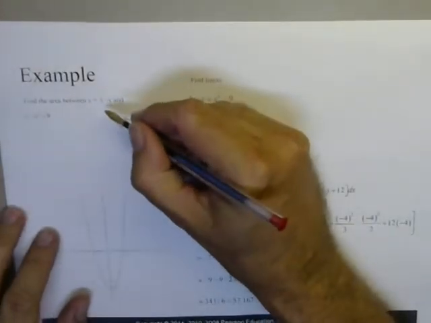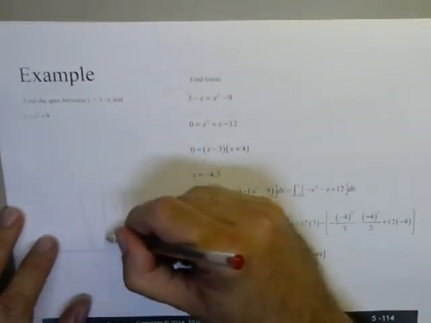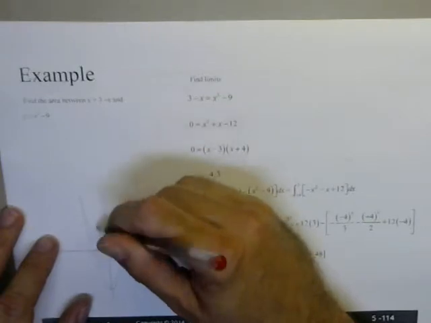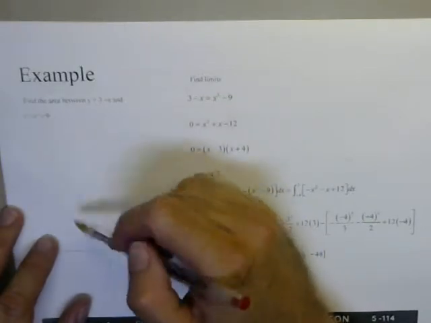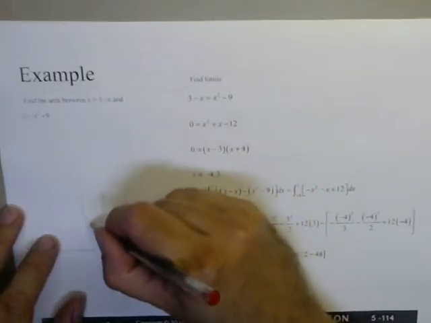Let's look at another example. So let's say we want to find the area between y equals negative x plus 3. That would be this line, right? It has a y-intercept of 3 and the slope is negative 1. And the parabola x squared minus 9, right? That's just a parabola shifted down by 9. So we're trying to find this area.